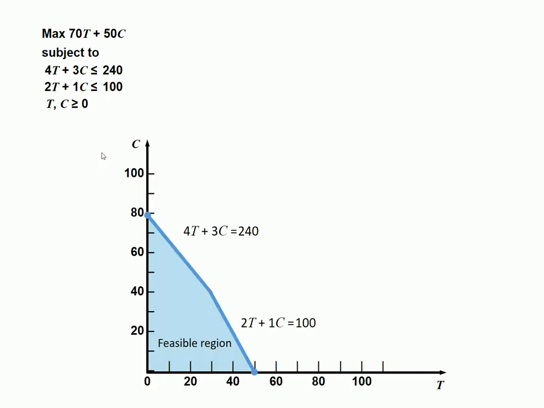Hi, I'm going to explain the so-called isoprofit line solution method for a linear programming problem. Let's say we have this linear programming problem and we're going to solve it. How can we start? Well, we can graphically solve it by first graphing the so-called feasible region.